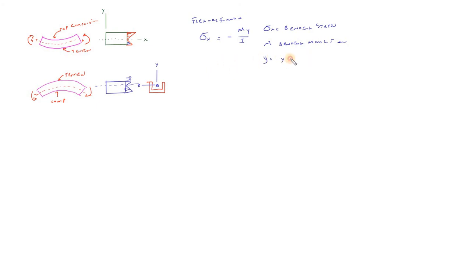And y is the y coordinate, measured from the neutral axis. And I, we can call this Iz. Iz is the moment of inertia about the Z-axis.